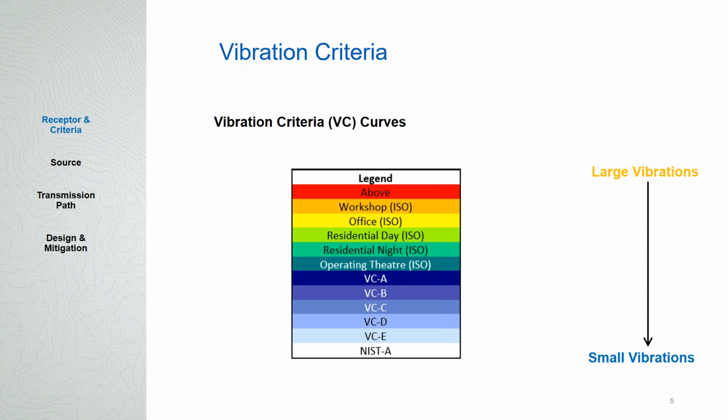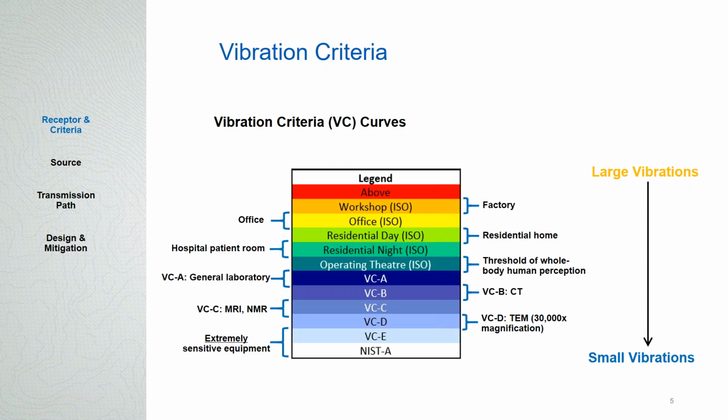And what do each of these different classifications mean? Well, I've outlined a little bit here. We start with workshop, which is kind of the highest level. Above just means it's higher than even workshop. And workshop would be acceptable, say, in a factory type setting where there are distinctly perceptible vibrations, but people aren't necessarily doing activities where that's a problem. And so they're very perceptible.